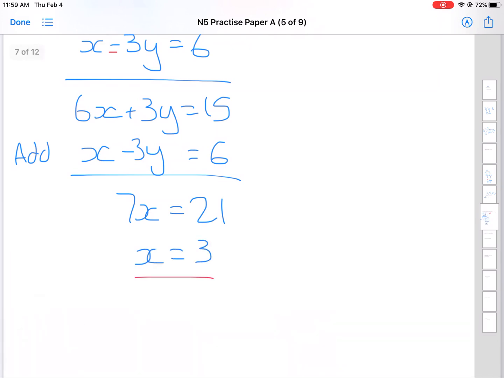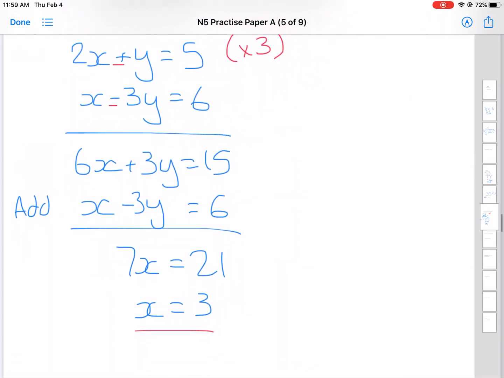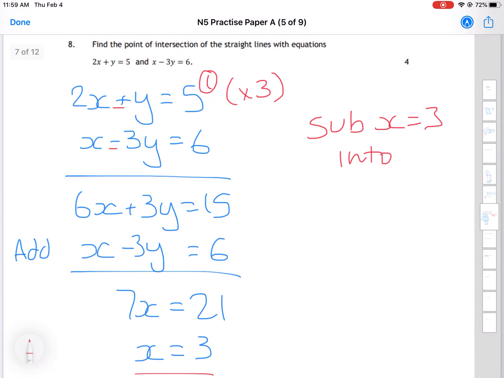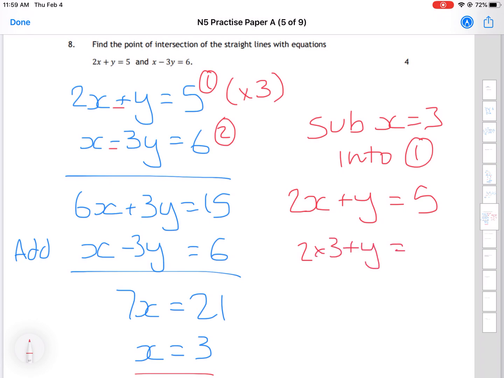Once we have that x equals 3, we have to substitute it back into one of our equations. Sub x equals 3 into one of your top equations. So if you label them 1 and 2, I'll use equation 1 since it's all positive. Equation 1 was 2x plus y equals 5. X is now 3, so 2 times 3 plus y equals 5. 6 plus y equals 5. Take away 6 from both sides, so y is negative 1.